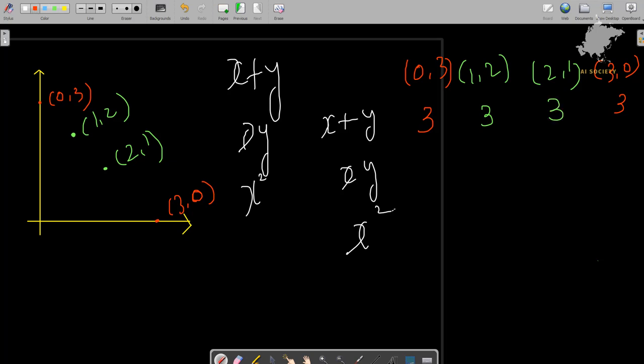And for the xy, this one is going to be 0, this one is going to be 0, and we are going to have this one as 2, this one as 2. And for the x square, this one is going to be 0, this one is going to have 9, and these green ones are going to have 1 and 4. This is how your table will look like once you implement it. So as you can see, we are having x plus y is equal to 3.